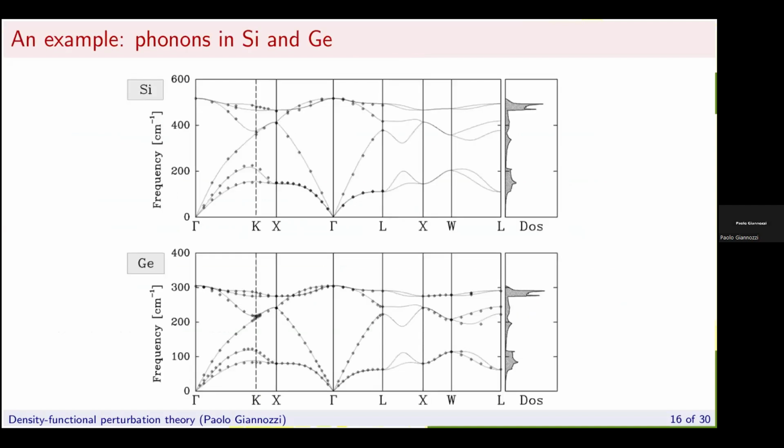Now, this is what we get. These are quite old, from a quite old paper, one of the first successful applications of density functional perturbation theory. Silicon and germanium are especially nice cases because even with LDA, in particular with LDA, one gets very nice results for the phonon dispersions.